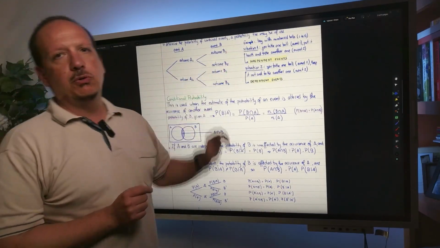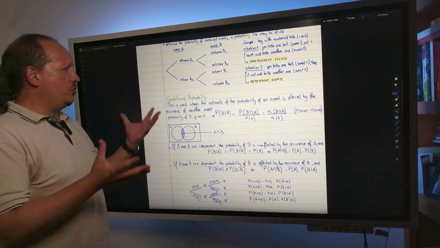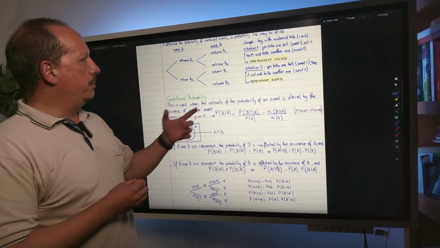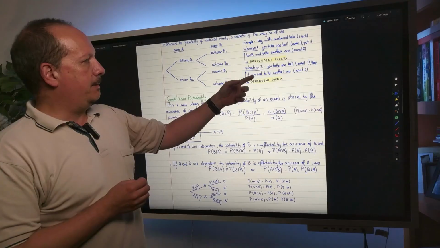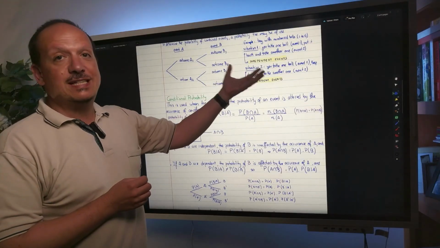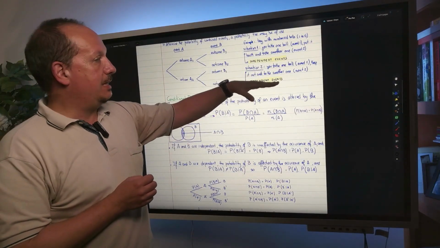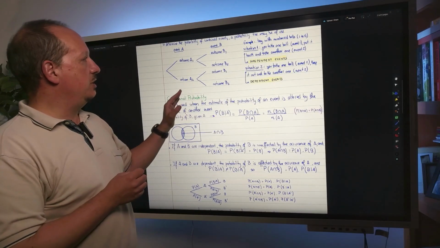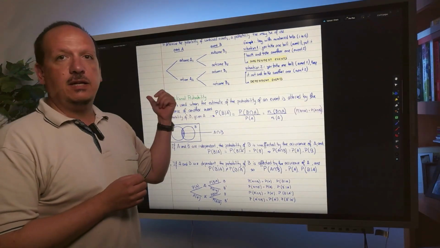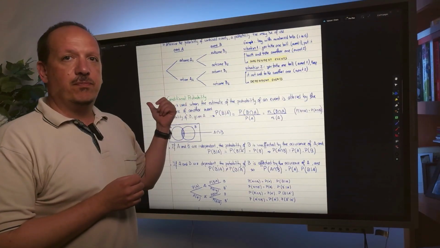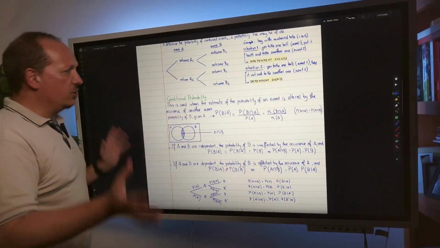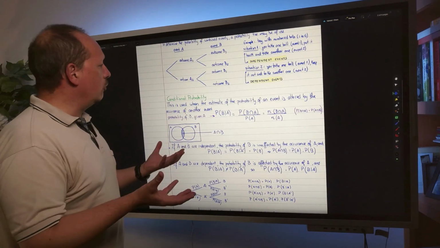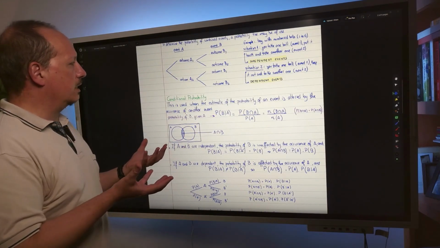Conditional probability relates to this. As you can see, the probability of the second event when you have a dependent event is going to be conditioned by whatever happened in the first event.